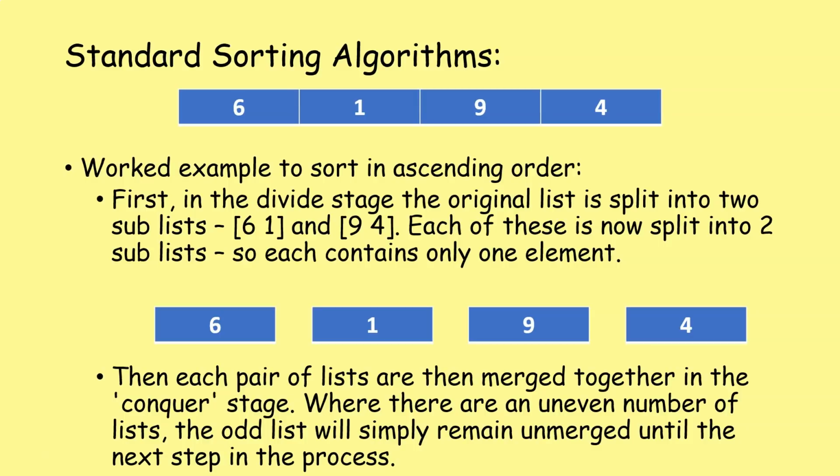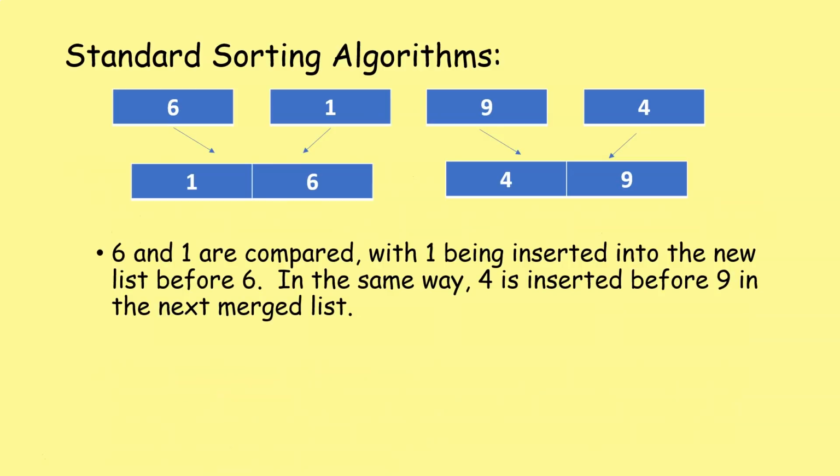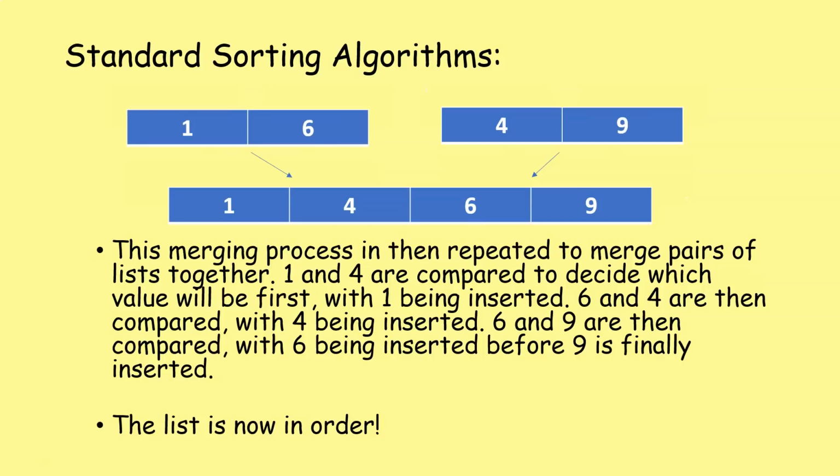Where there is an uneven number of lists, the odd list will simply remain unmerged until the next step in the process. So let's have a look at what we do. 6 and 1 are compared, with 1 being inserted into a new list before the 6. In the same way, 4 is inserted before 9 in the next merged list. So we have two sublists now, 1, 6, and 4, 9. This merging process is then repeated to merge the pairs of lists together.